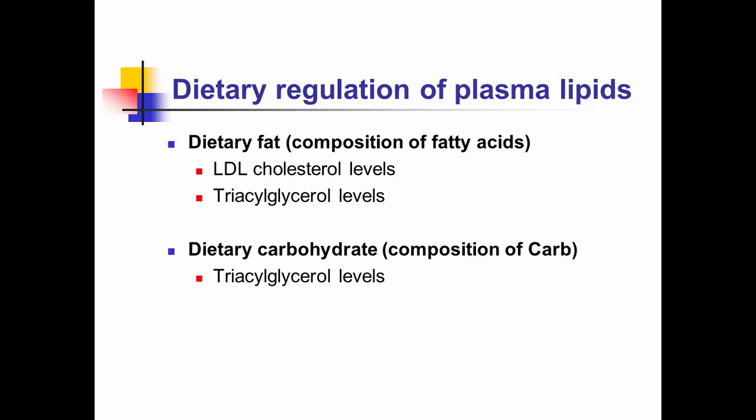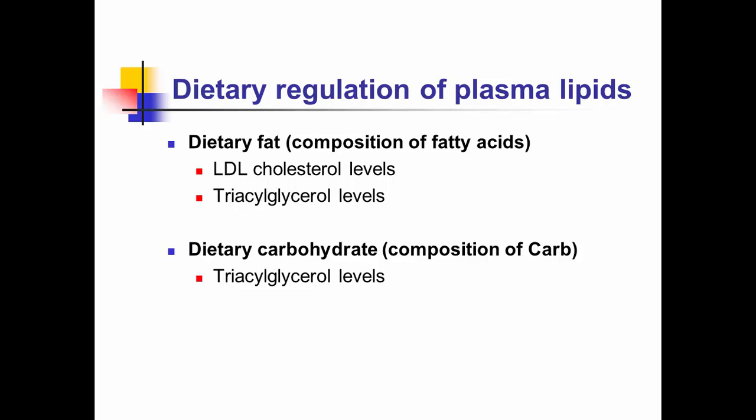Okay, so now let's talk about dietary regulation of plasma lipids. So for the two types of factors, like dietary fat, the composition of fatty acids is more important, like whether it's saturated fatty acids or unsaturated fatty acids, right? So dietary fat basically regulates both cholesterol levels and triglyceride levels, in general.